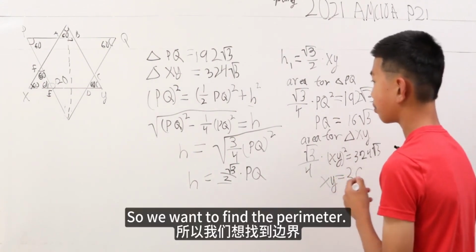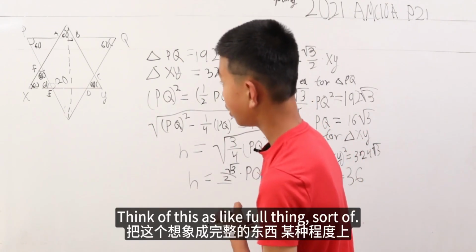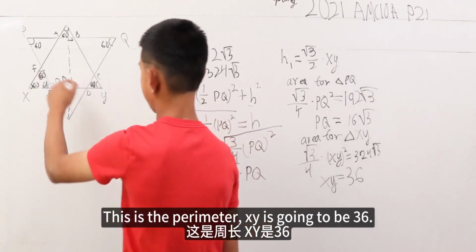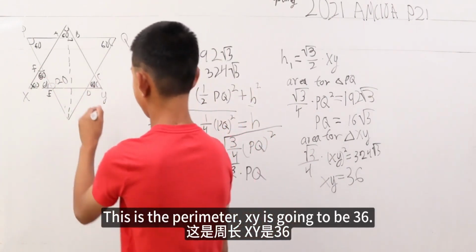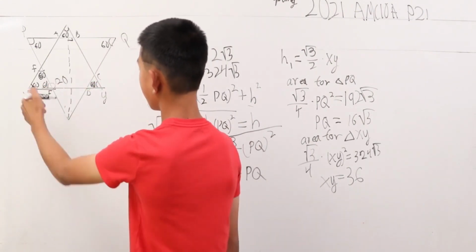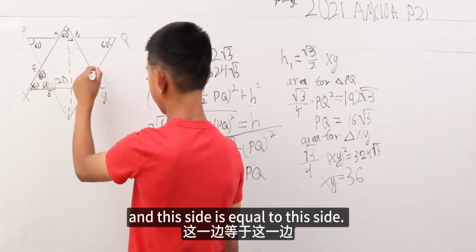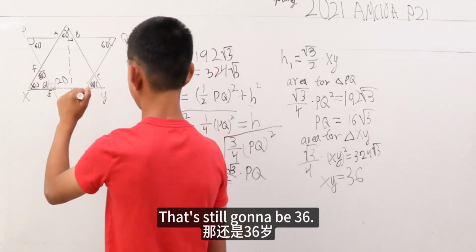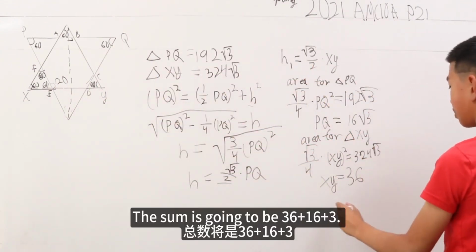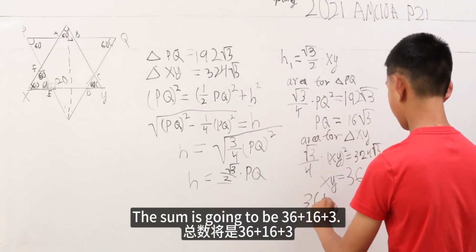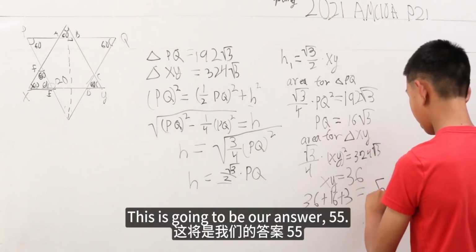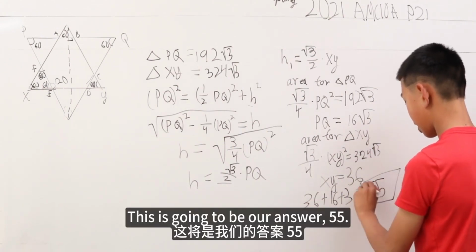So, we want to find the perimeter. How does this help us? Well, think of this as like folding, sort of. This is an equilateral triangle, and XY is going to be 36. If this segment plus this middle segment is 36, this side is equal to this side, and this side is equal to this side, so that's still going to be 36. Similarly, all these sides are going to be 16 root 3, so the sum is going to be 36 plus 16 root 3. So we want 36 plus 16 plus 3. That's what the question wants. This is going to be our answer, 55, and we are done.